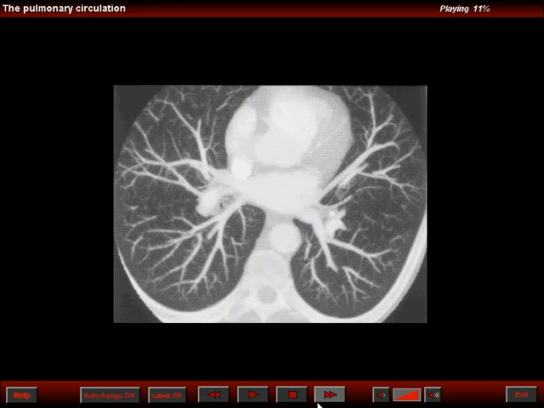When doing CTs, because the patient lies supine, we may see more prominence of the vessels in the lower or dependent portions of the lung. So the positioning of the patient may also influence the appearance and size of the pulmonary vessels.